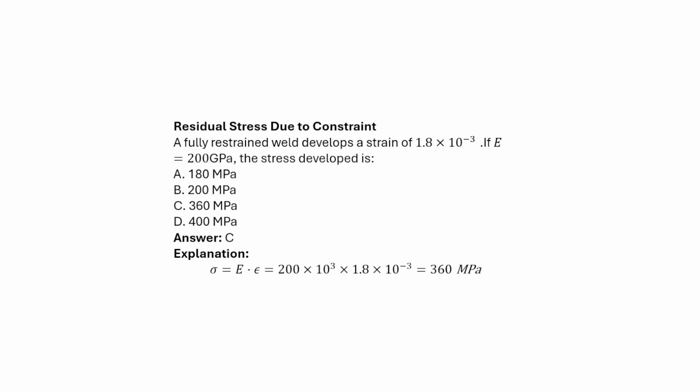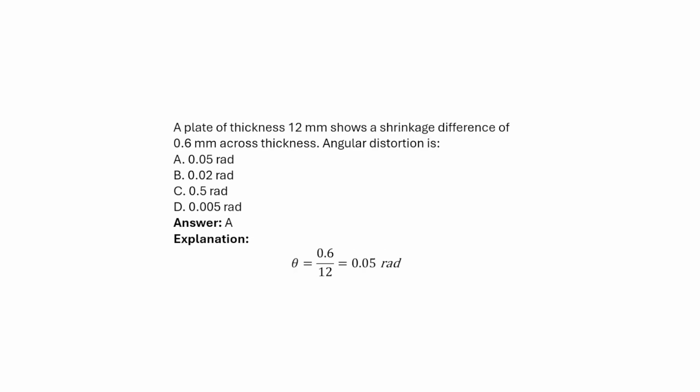A fully restrained weld develops a strain of 1.8 into 10 to the power minus 3. If E is 200 GPa, the stress developed is, the answer will be C. The stress equals Young's modulus into strain, so we multiply them to get the amount of stress developed.